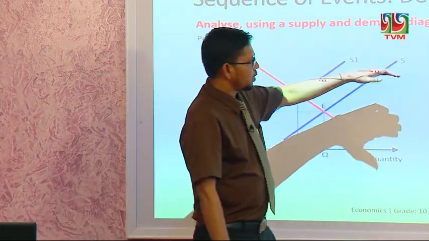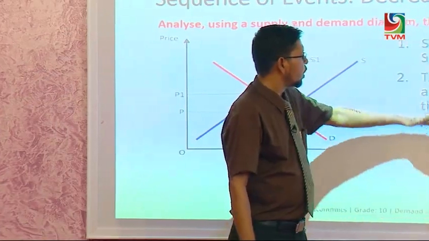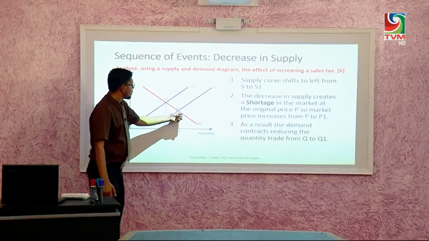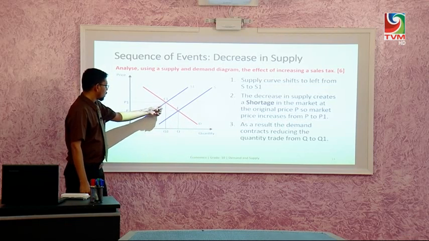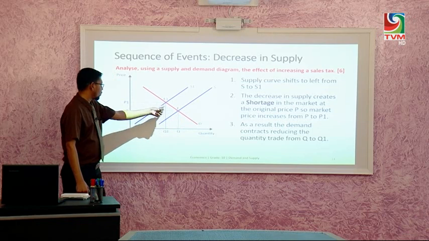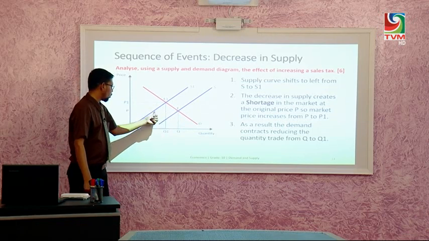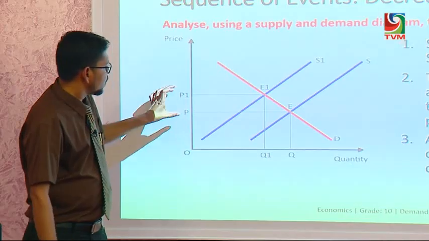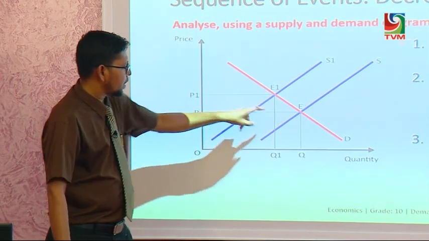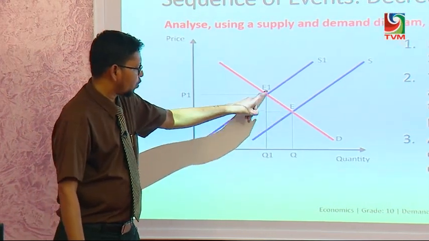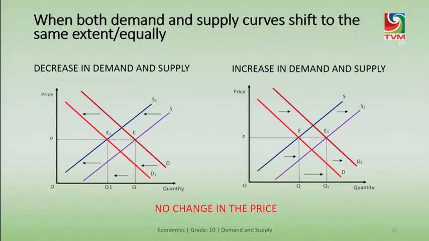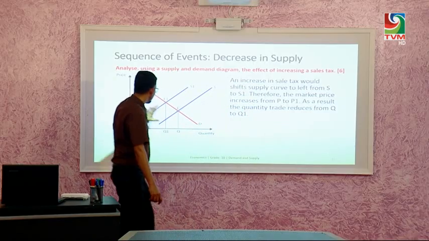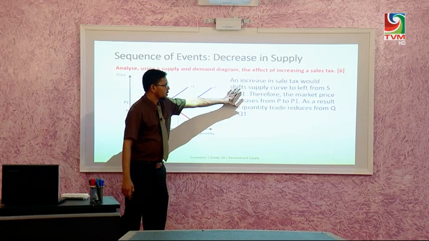So this is the sequence. First the supply decreases and the shortage occurs. Because of the shortage the price increases. When the price increases, there is a contraction of demand, which means there is less quantity traded. So this is how you can write the answer. This is the diagram, this is the answer.